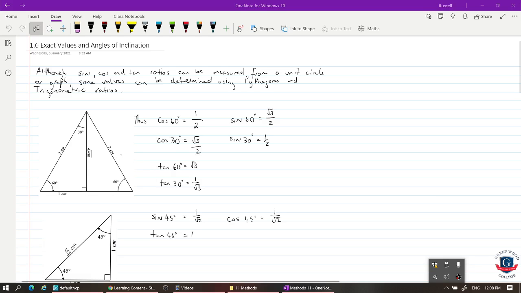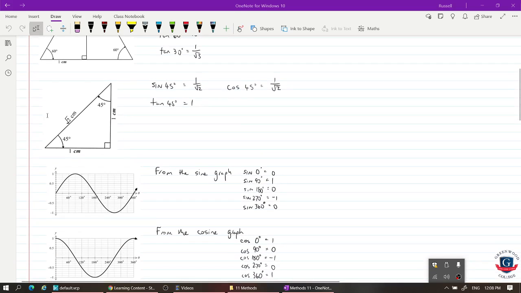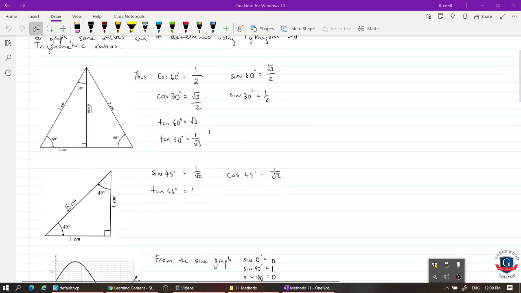Okay, that's that one. Similarly, for this triangle here of sides 1 and 1, given it's a right-angled triangle, we can use Pythagoras to find the length of this side. 1 squared plus 1 squared is 2. Take the square root of it is root 2. Therefore, this length is root 2. And now we can find sine and cosine. So sine of 45, opposite over hypotenuse, 1 on root 2. Cosine of 45, adjacent over hypotenuse, also 1 on root 2. Tan of 45, 1 divided by 1 gives us 1. So now we have all the exact values for 30, 60, and 45 for sine, cos, and tan.